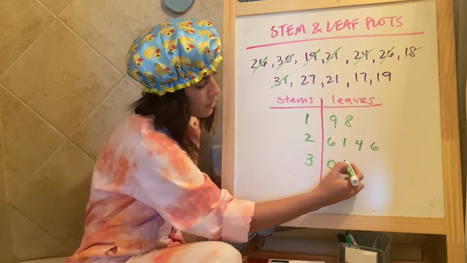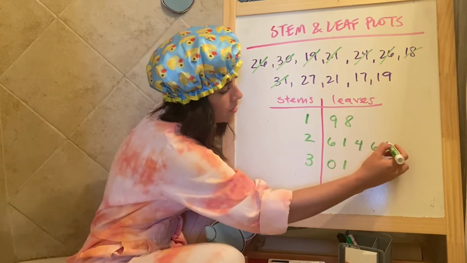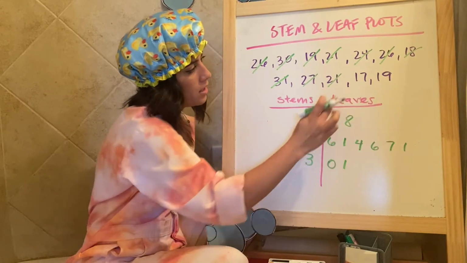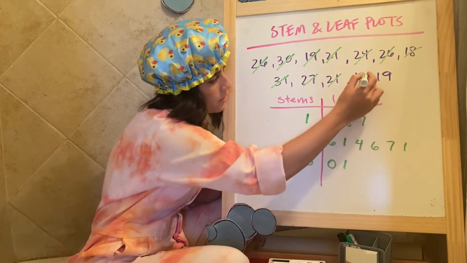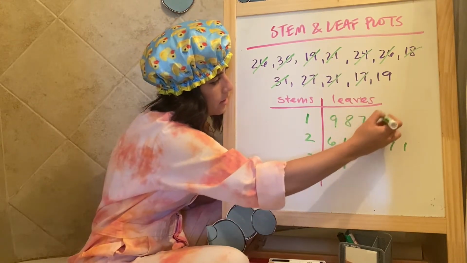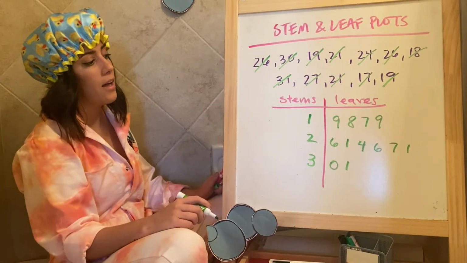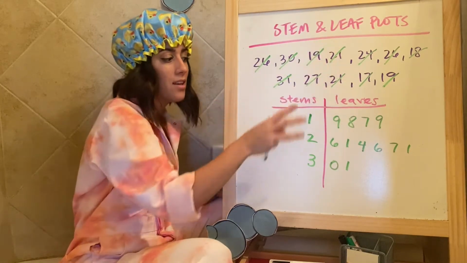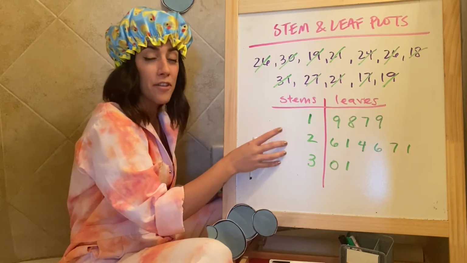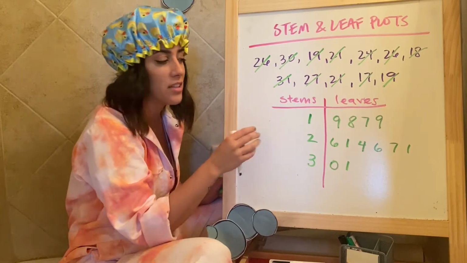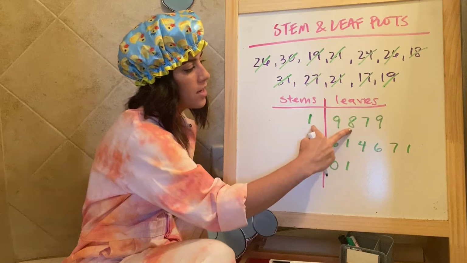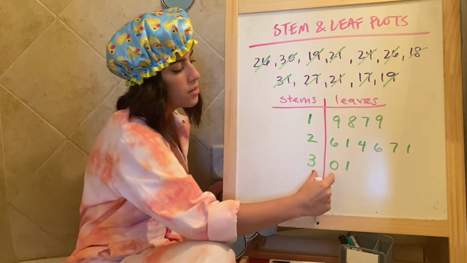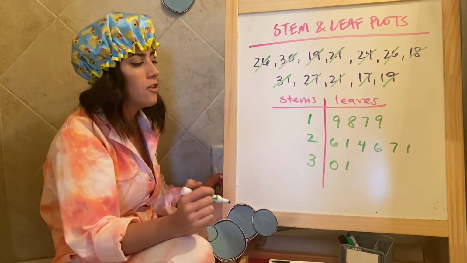31, it's in the 3, I'm going to put a 1. 27, 2, 7, right? 21 is 2, 1, okay? 17, 1, 7, and 19, 1, 9. So now I am done creating my stem and leaf plot, and now I can see all of these numbers in the same way, but differently. It's the same numbers, but just shown differently. So I can tell that I have 19, 18, 17, and 19, 26, 21, 24, 26, 27, 21, 30, and 31. I can still see all of my data correctly.